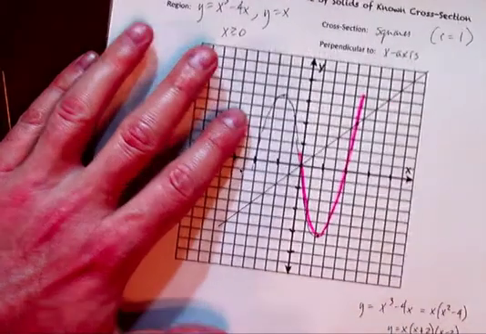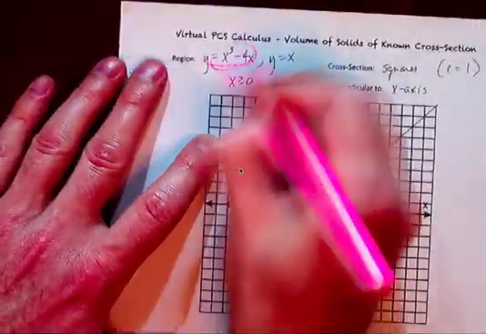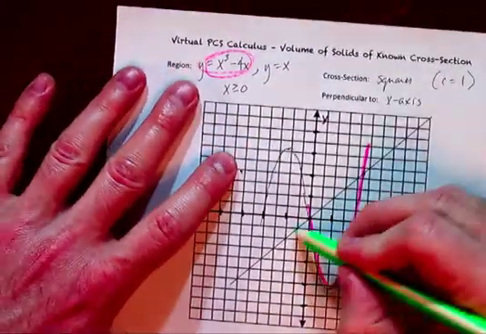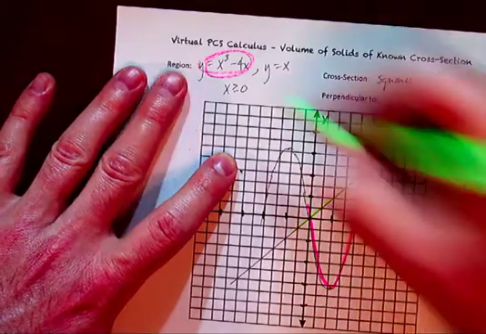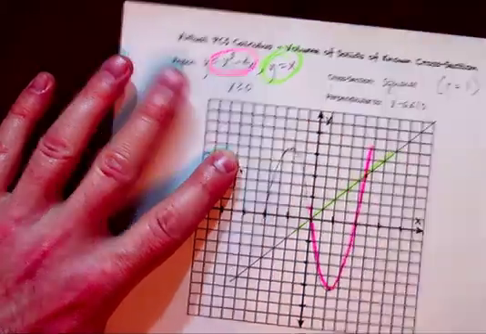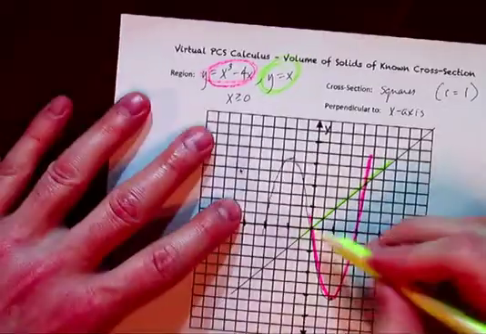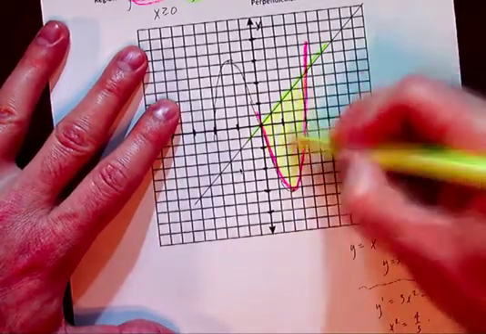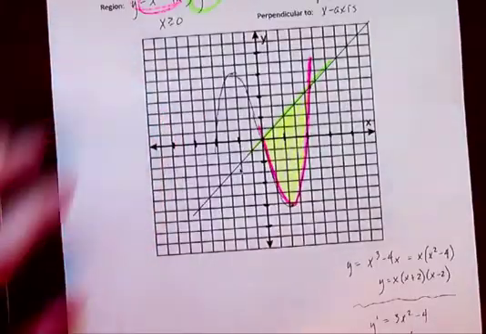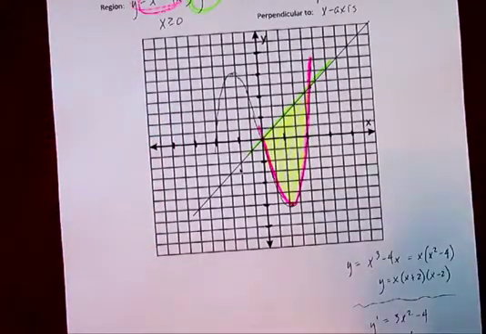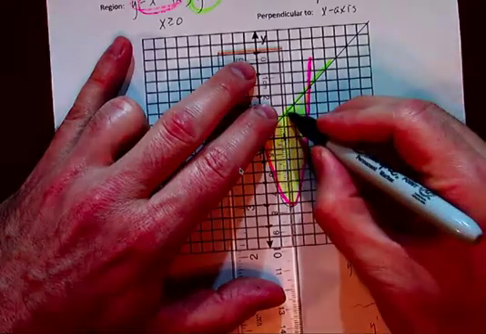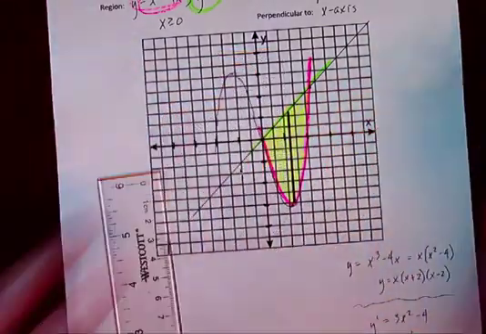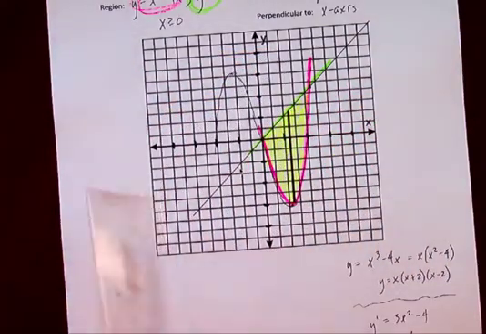Okay. So we recognize the fact that the identity function is going to be the more positive one for our purposes here. We also know that our cross sections are going to be perpendicular here. Now, what we need to do is we need to find those points of intersection.